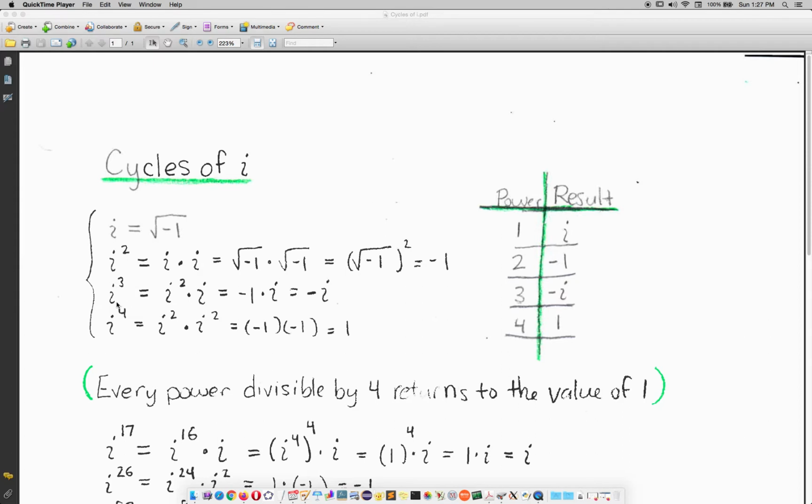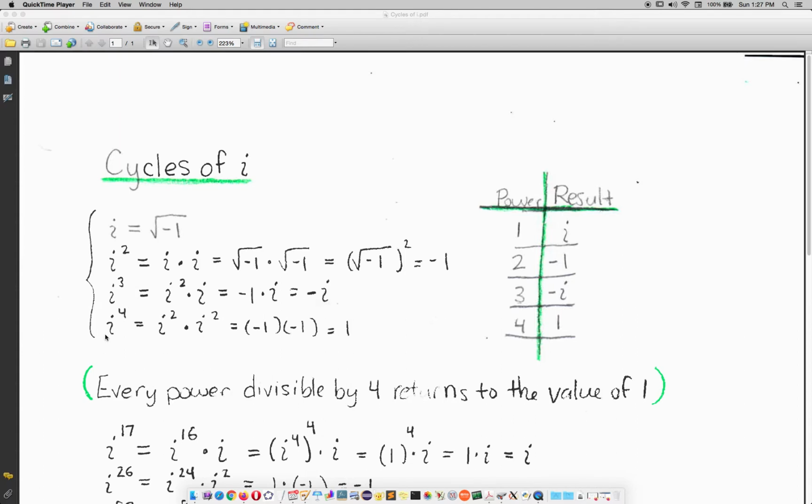i cubed is i squared times i. But we already know what i squared is. i squared is -1. So now we have -1 times i, which is -i.